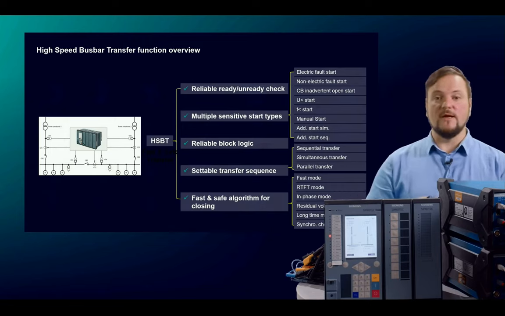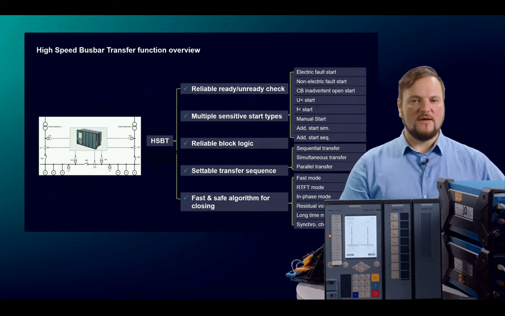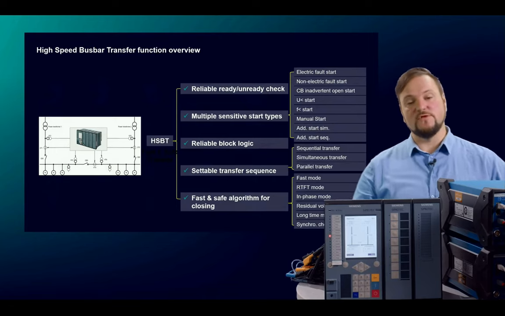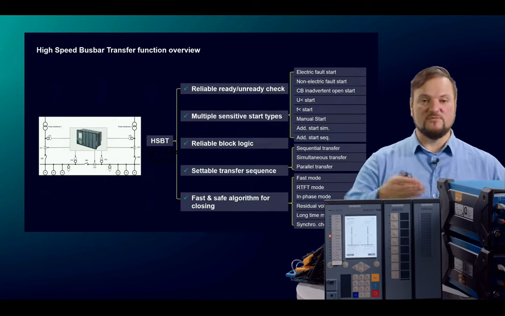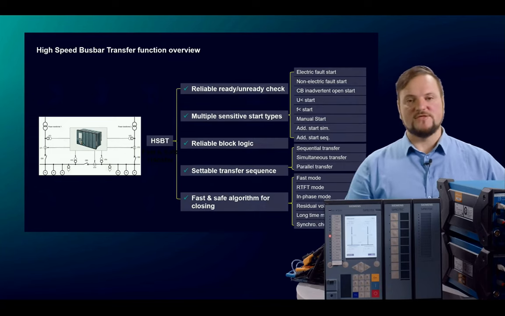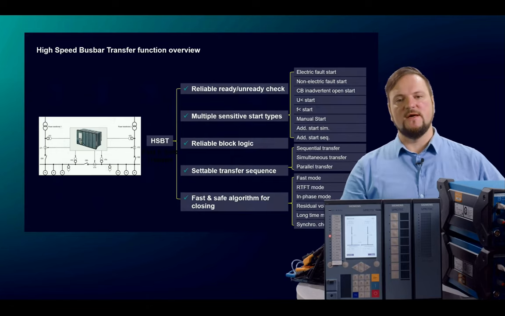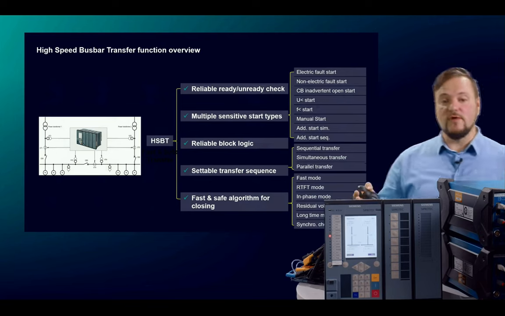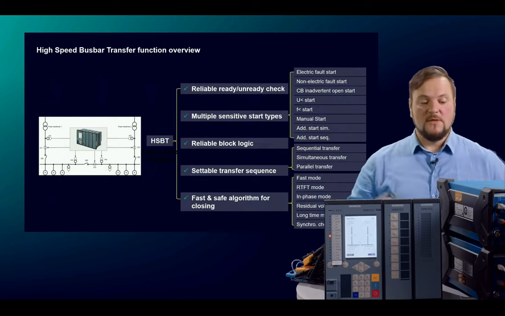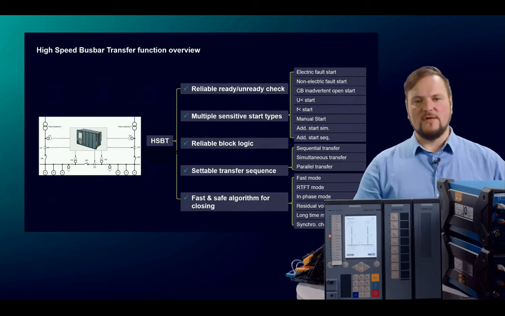That means if the circuit breaker is open unexpectedly, we have an undervoltage start condition, an underfrequency start condition, and a manual start, which is used, for example, after recovering the main infeed, when we switch back, or when we want to start the HSBT transfer for maintenance. Then we have some additional start criteria for the simultaneous and the sequential transfer. These can be used, for example, together with a simple reverse power functionality. So then we have the reliable blocking logic implemented.